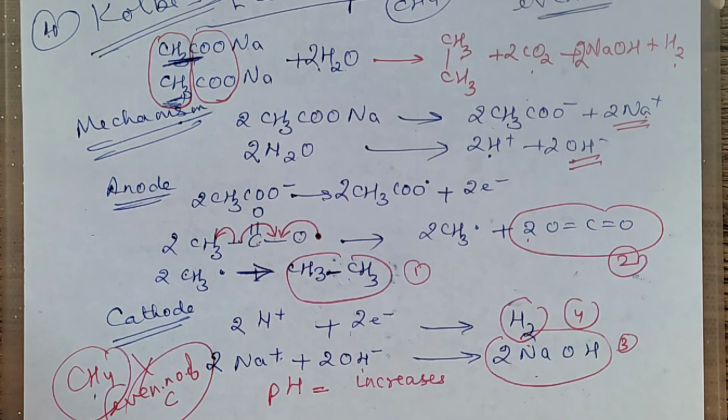So overall you can see we have done 3 main methods. One was from unsaturated hydrocarbons, that is hydrogenation. Second, from alkyl halide. In alkyl halide, we have done two different methods. One was reduction, another is Wurtz reaction. Then the next one was from these carboxylic acid salts. In that also we have done two. One decarboxylation and another one is Kolbe's electrolysis.